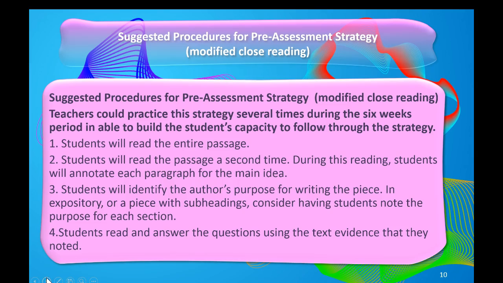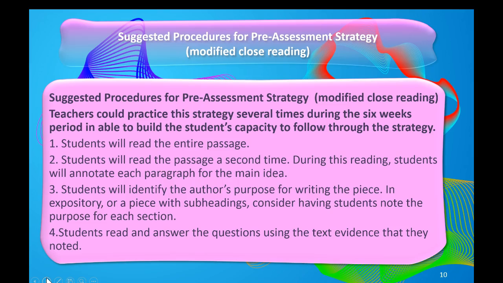What I want to remind you of too is that once we looked through the last CBAs and looked through the data, we came to the conclusion that kids really are not going through a process when they do these types of assessments. So here are our suggested procedures, and it's kind of a modified close reading. You should practice this several times during the 6 weeks to build the students' capacity to follow through. First, teach the kids to read the entire passage, just to read it.